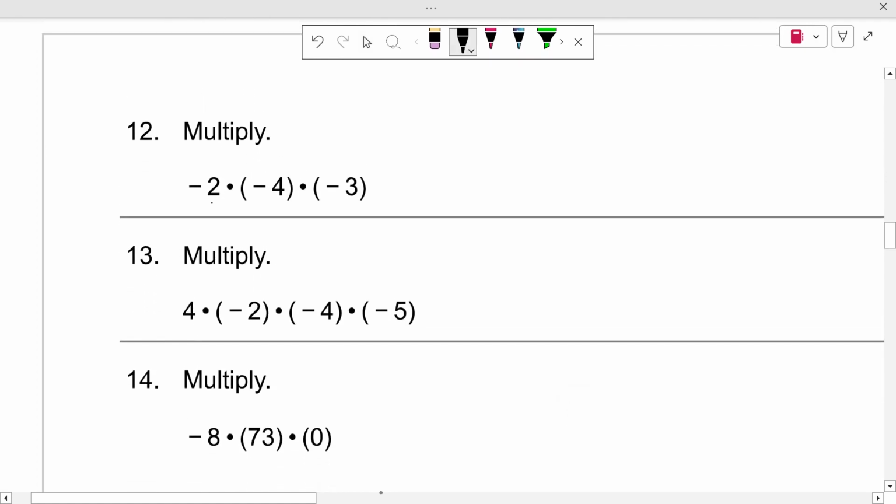-2, -4, -3. 2 times 4 is 8. 8 times 3 is 24. How many negative signs do I have? 3. So it's -24.